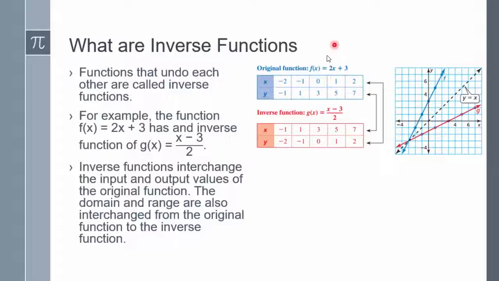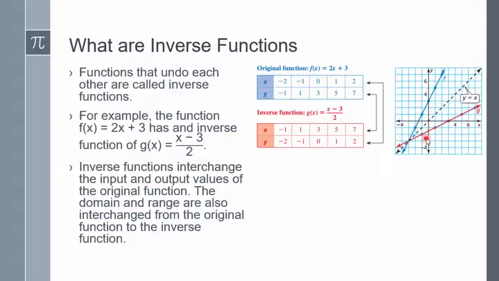For example, in the original function you can see that at x equals negative 2, our y value is negative 1. In the inverse function, at x equals negative 1, our y value is negative 2. Similarly, in the original, at x equals negative 1, y equals 1, and here at x equals 1, y equals negative 1. So basically, the x and y values have switched positions from the original to the inverse function.